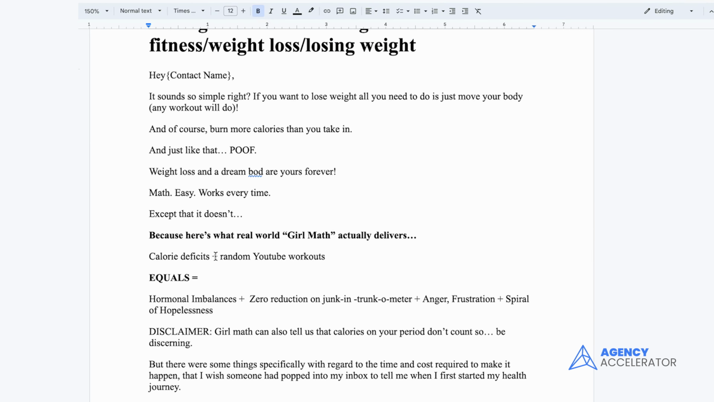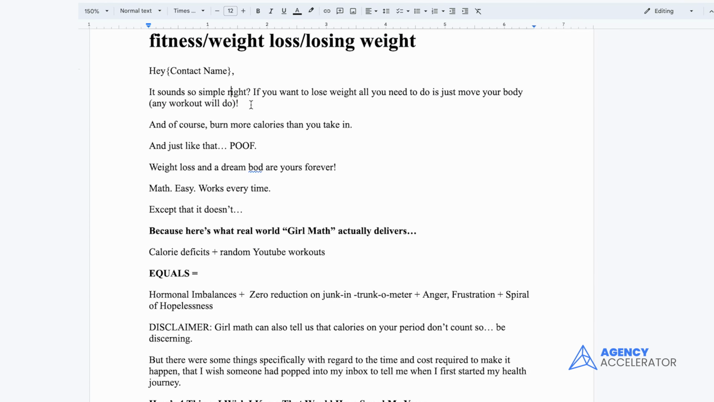Also, this is a bit confusing, right? Because we've talked about calorie deficits, but we didn't say it here. So then we're asking them to basically tie these together. So it's like just move your body, random YouTube workouts, calorie deficits. So what I probably need to do is break these into pieces.